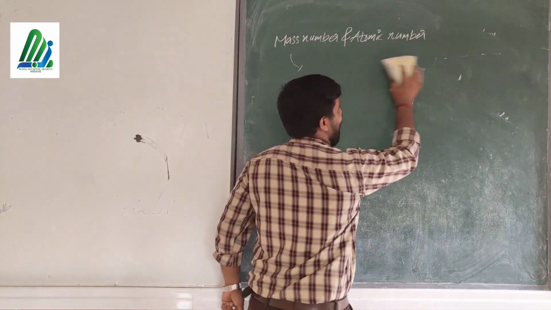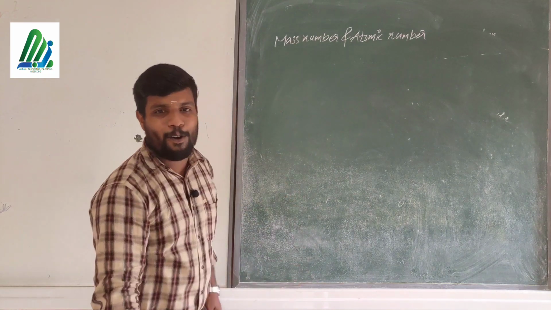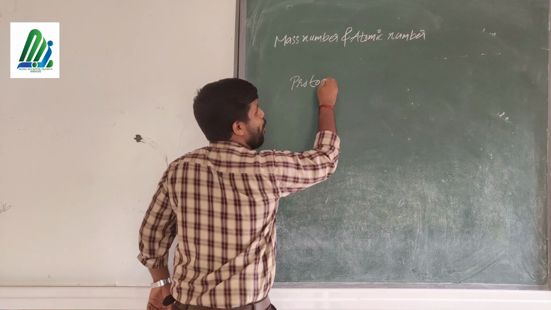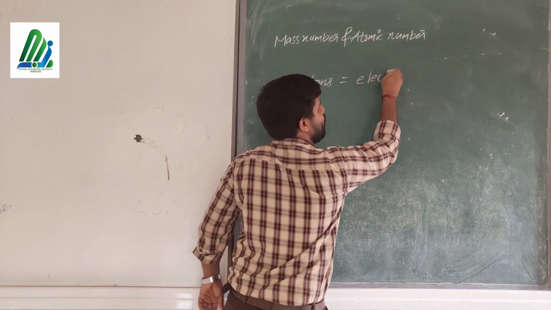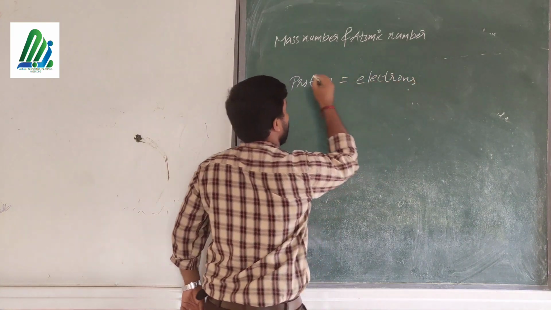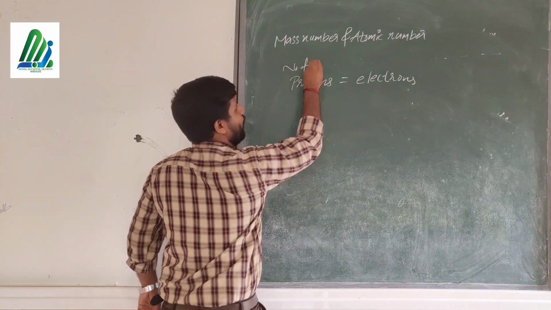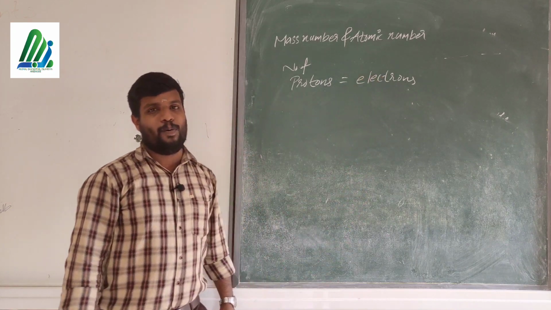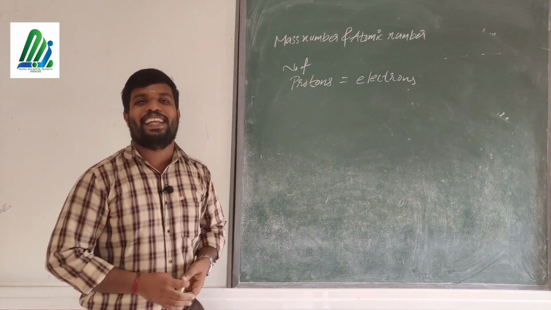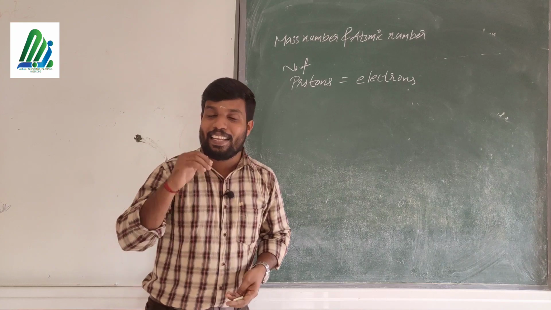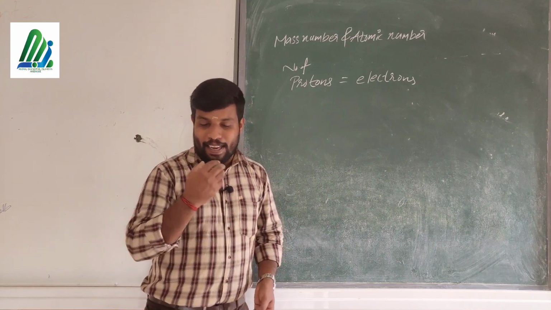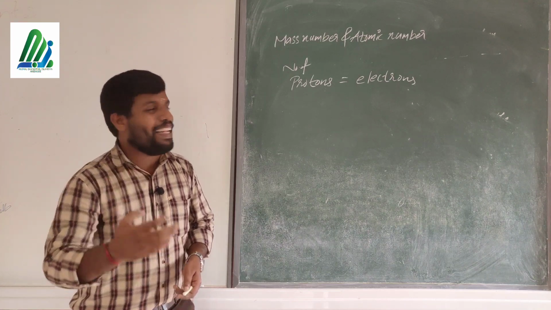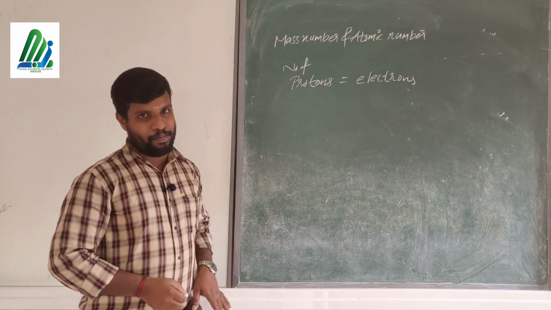We know that in an atom, the number of protons and electrons are equal. That is important. The number of protons and electrons are equal in an atom. That's why an atom is electrically neutral. But why is the atom electrically neutral? Because the number of protons and electrons are equal.